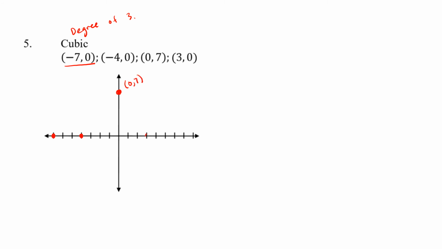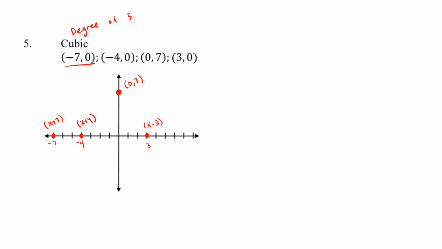(3, 0) gives us a third x-intercept. And from that, we can actually write our equation. Now we're going to go through the same steps. Let's start by looking at the x-intercepts. We have one at negative 7, and what we know is that gives us a factor of x plus 7. We have one at negative 4 here, and again, that's a factor of x plus 4. And we have this last x-intercept here at positive 3, giving us a factor of x minus 3.